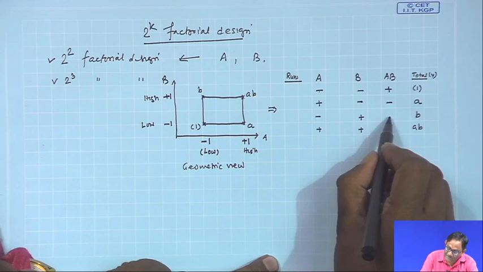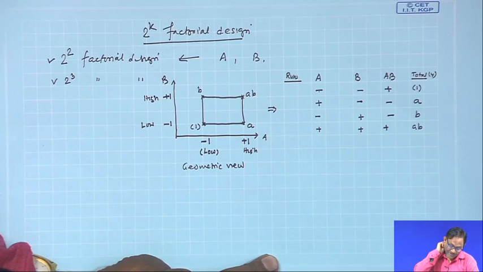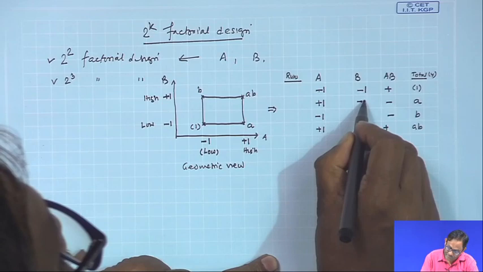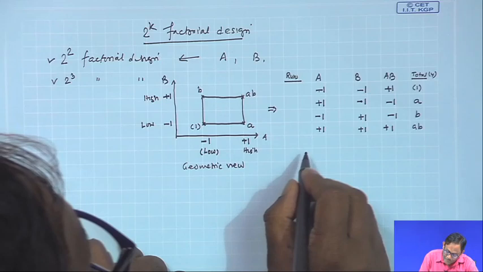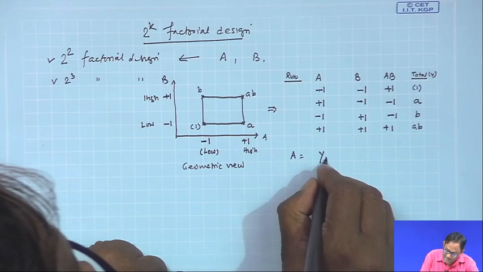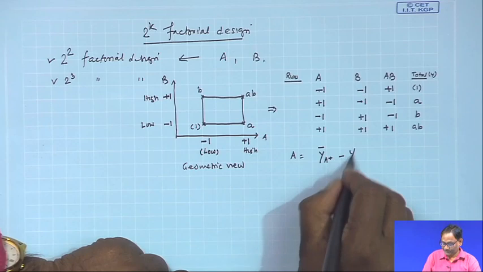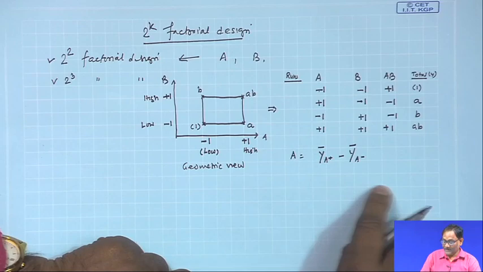So, the design matrix we write here: minus 1, plus 1, minus 1, plus 1, minus 1, minus 1, plus 1, plus 1, plus 1, minus 1, minus 1, plus 1. Okay. And then we have computed the A effect, which is y bar when A is at plus level minus y bar when A is at minus level, irrespective of the position of the B factor.